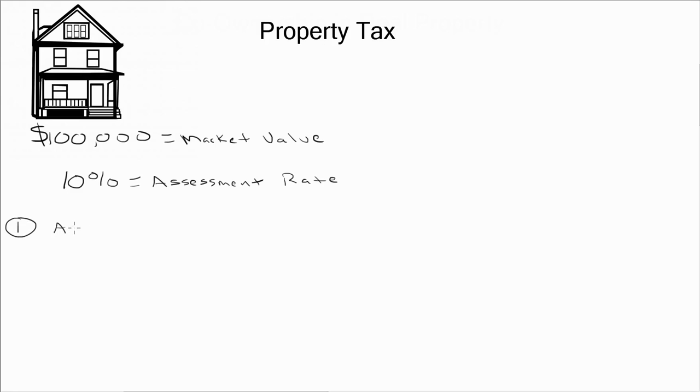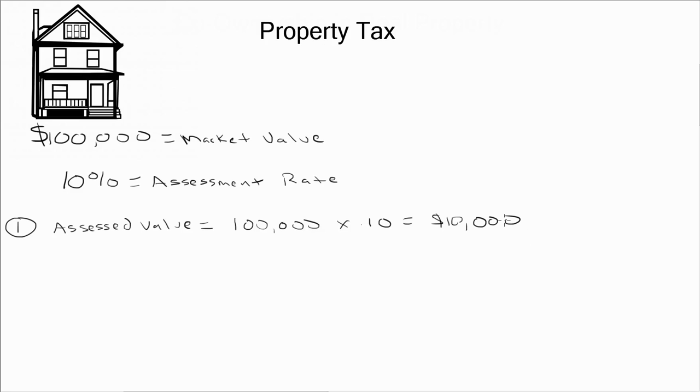The assessed value is simply going to be found by applying the assessment rate of 10% to the market value. So $100,000 times 10%, and we get $10,000, which means that is my assessed value. That is the cost, or how much my property is worth for property taxation purposes.